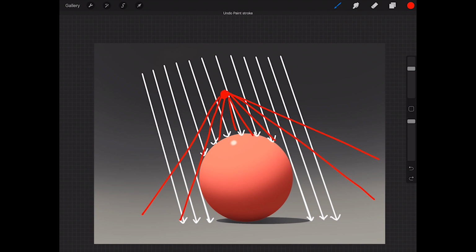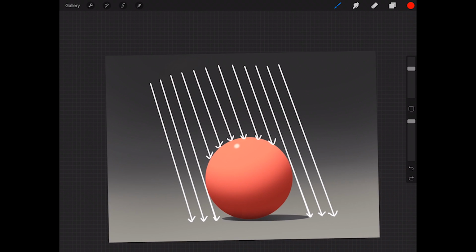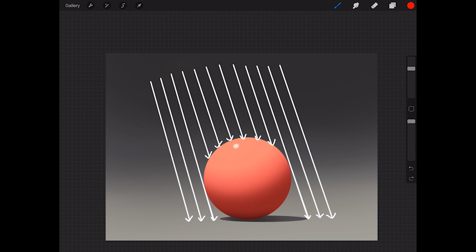Okay, so imagine though that the light source is far away like the sun. The light's going to be coming down in these straight lines in these photons and bouncing off the ball, which is why this part is in light and this part is in shadow. Okay, and you can see that the shadow of the ball lines up with where the light particles are hitting the ground.